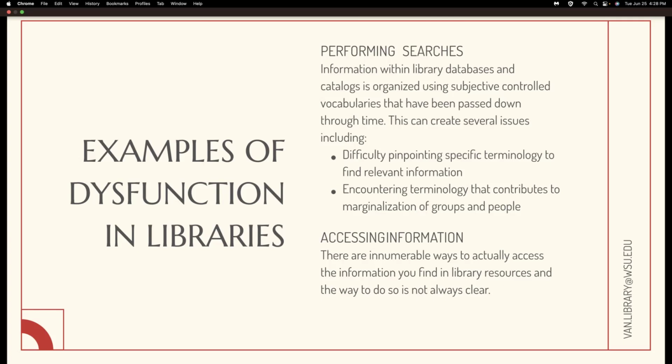Another example of dysfunction you may encounter in libraries relates to information access. There are innumerable ways to access library resources, and the way to do so is not always clear. For example, you may be gathering journal articles for your research assignment, so you're looking through search results in a database. You might come across some articles that are immediately available as a PDF file, and other articles that require you to select the Find It hyperlink.